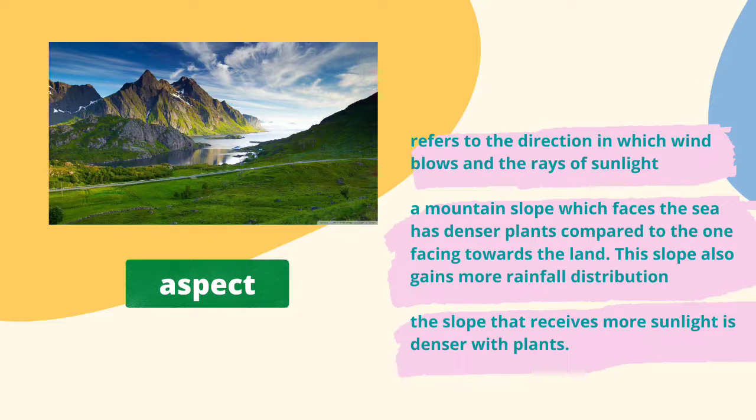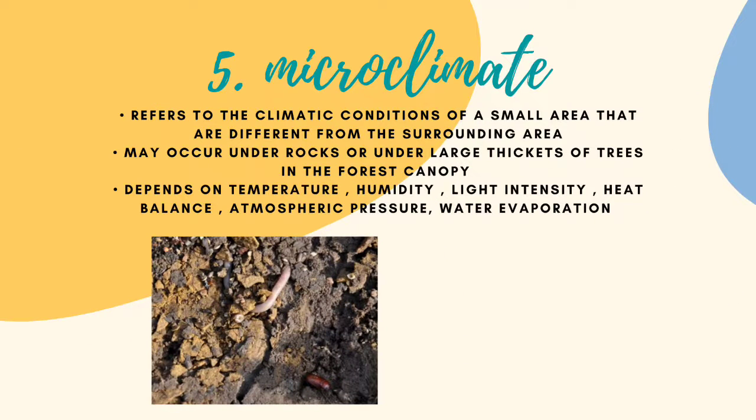Aspect refers to the direction in which wind blows and the ray of sunlight. A mountain slope which faces the sea has denser plants compared to the one facing towards the land. This slope also gains more rainfall distribution. The slope that receives more sunlight is denser with plants. Next, microclimate. Microclimate refers to the climatic condition of a small area that is different from the surrounding area. Microclimate depends on temperature, humidity, light intensity, heat balance, atmospheric pressure, and water evaporation.